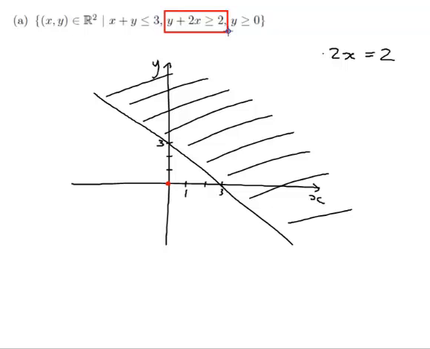And put the y back. If x is equal to 0, I get y is equal to 2, so that's here. And I want to join up those 2 points. So something like that. Now all I need to do is figure out which side of that line I need. So again, I'll put the origin in. So let's try it. 0 for x, 0 for y, greater than or equal to 2. No, that's wrong. 0 is actually less than 2. So I don't want that bit where the origin is. Let me cross that bit out.